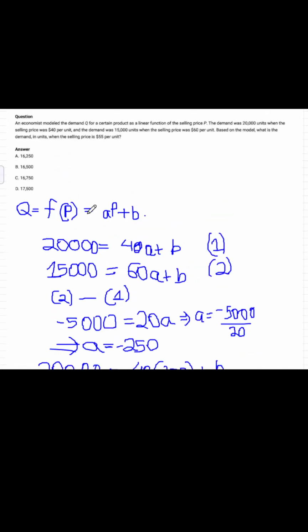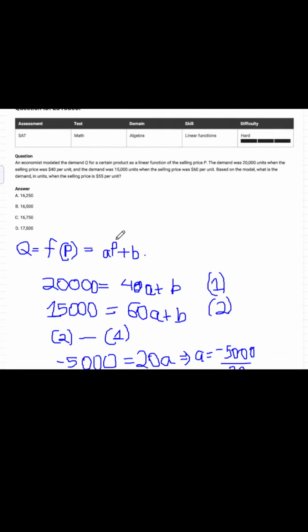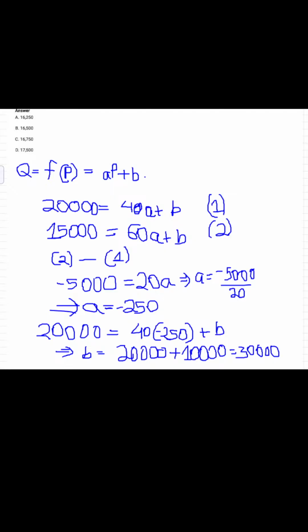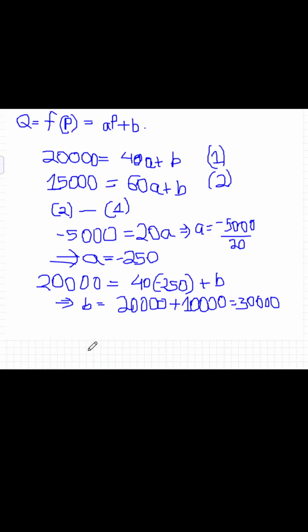So we got the parameters for the function that we assumed here. So let us go to the next page. We'll write that down. So A is equal to minus 250 and B is 30,000.